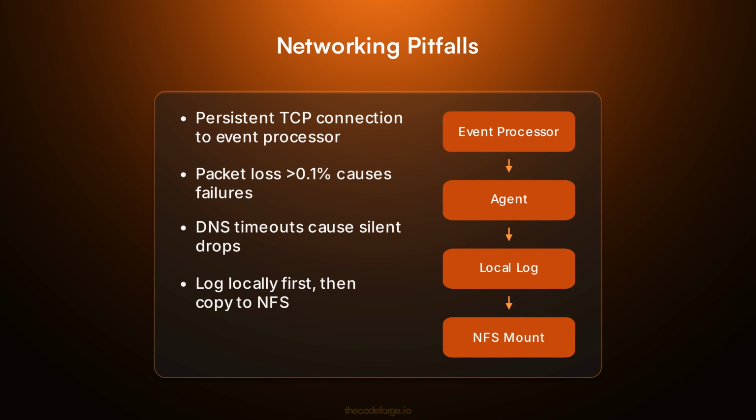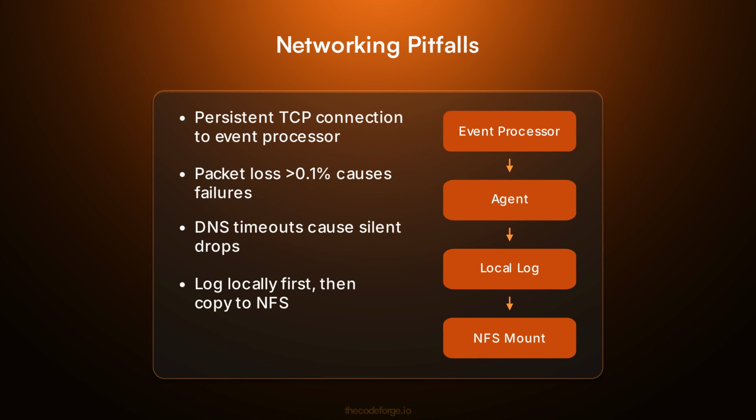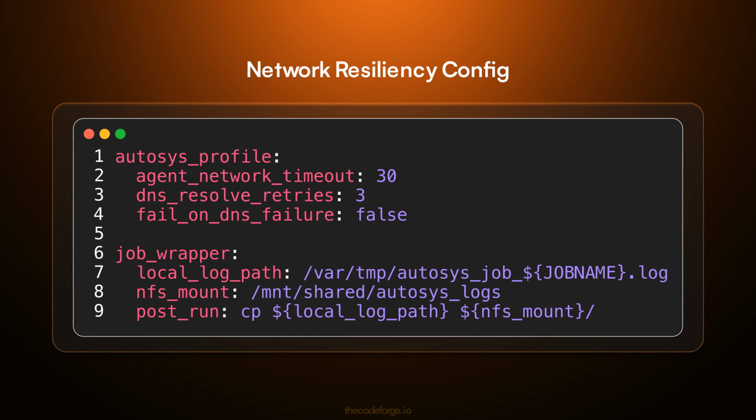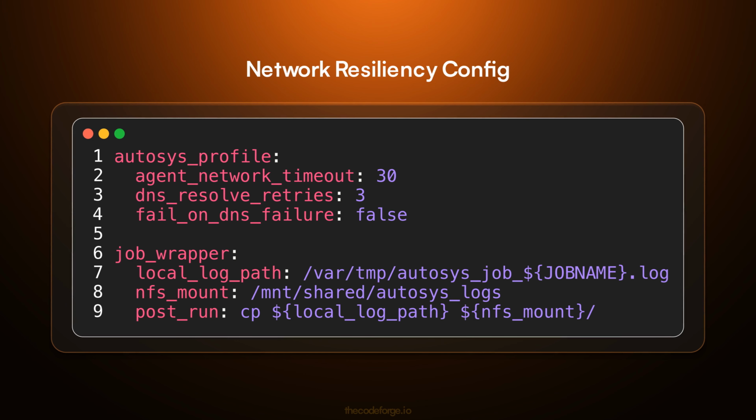AutoSys relies on network connections. If packet loss exceeds 0.1%, jobs fail. The fix is to log locally first and then copy to a shared NFS mount, bypassing the agent's network dependency. This configuration reduces network timeout to 30 seconds and sets DNS retries. Setting fail on DNS failure to false allows the job to continue with IP cache. Always log locally first to avoid losing output on network failure.